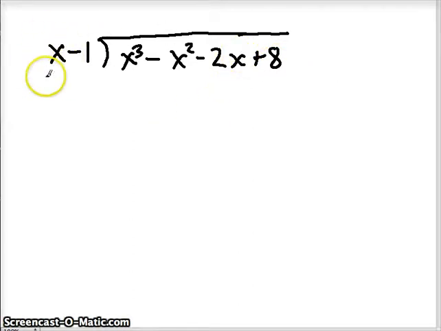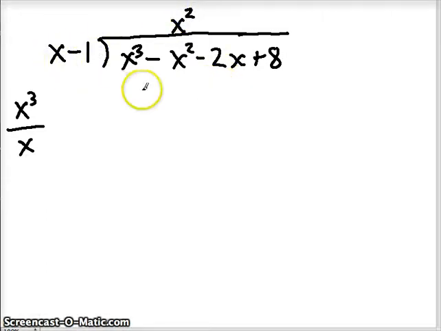Again, we're always looking over here at the term with the highest power. X to the first is it. So I divide each of these terms by that x. So x to the third is our first term. If we divide by x, then we get x squared, and we write that above our other x squared.